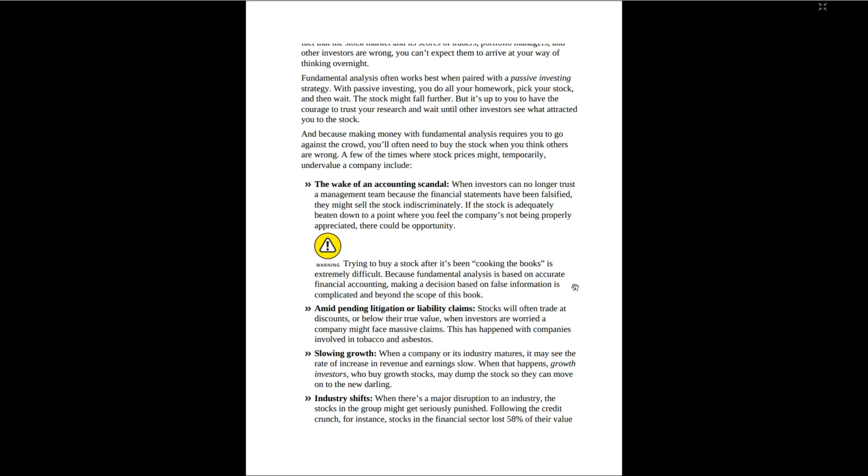Fundamental analysis often works best when paired with a passive investing strategy. With passive investing, you do all your homework, pick your stock, and then wait. The stock might fall further, but it's up to you to have the courage to trust your research and wait until other investors see what attracted you to the stock. And because making money with fundamental analysis requires you to go against the crowd, you will often need to buy the stock when you think others are wrong.